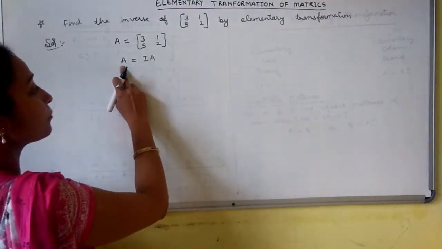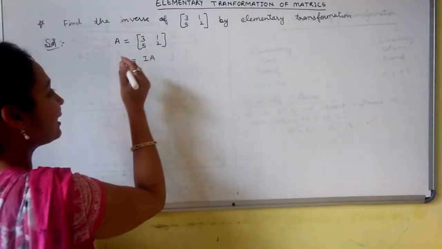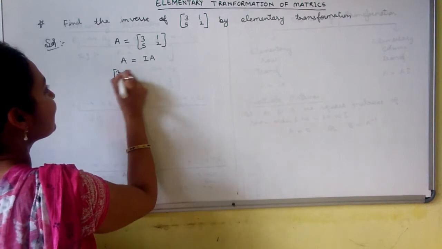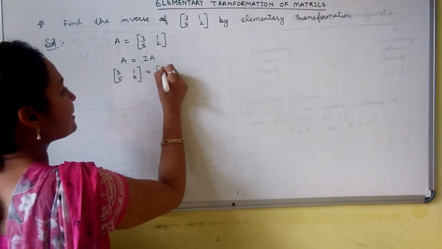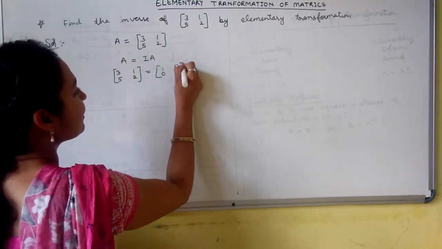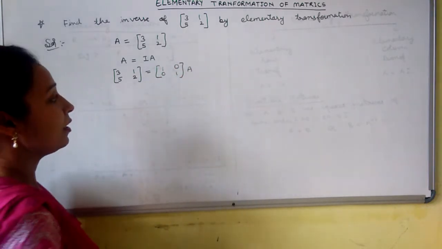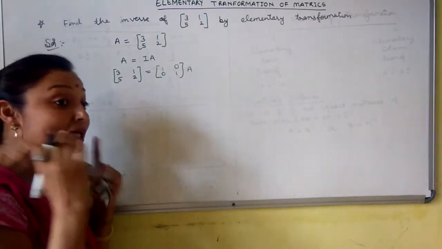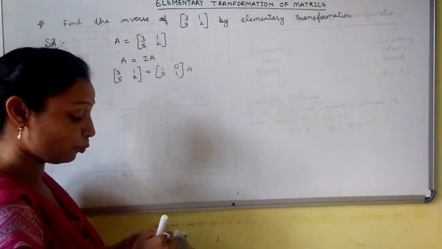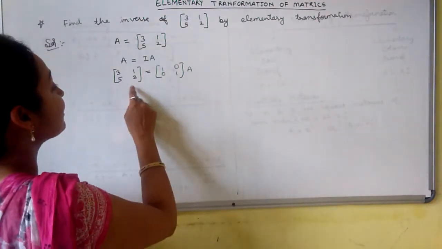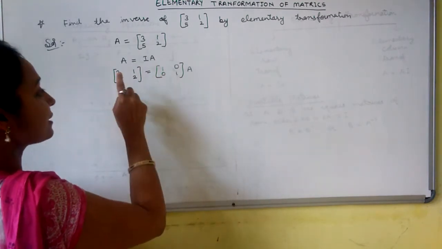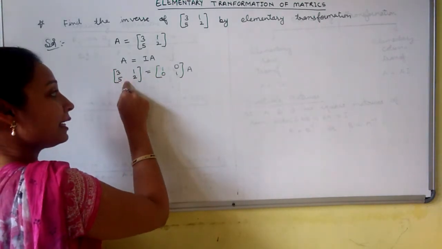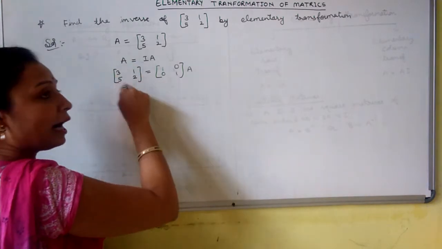In a row transformation, you always take A equals IA. Put the value of A here, 3, 1, 5, 2. Put the value of I, the identity matrix, 1, 0, 0, 1, into A. Now, the thinking process is that you have to think about the identity matrix. You have to make this A equal to I.